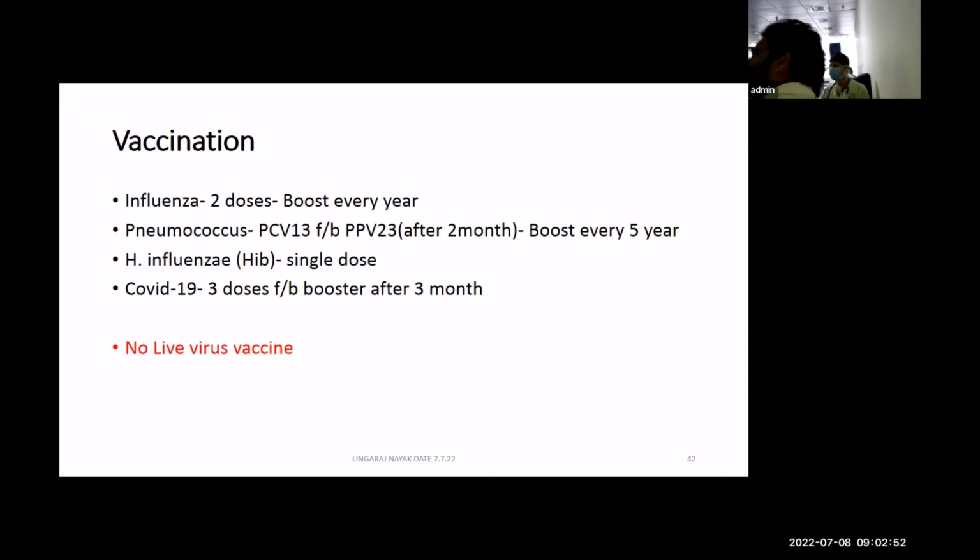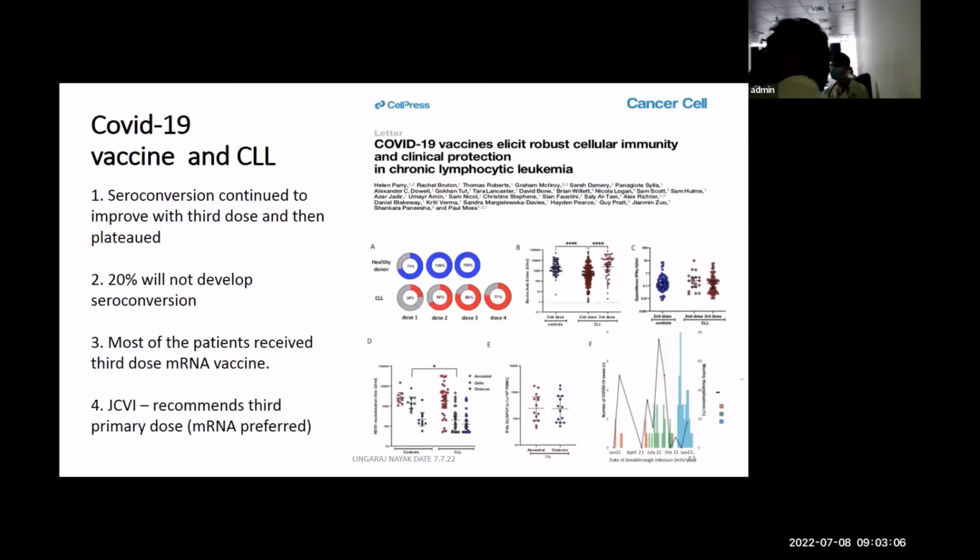Now, COVID: 3 doses followed by a booster after 3 months. And important is no live vaccine. We should not give any live vaccine, be it MMR or varicella zoster, to CLL patients. They should receive dead vaccines, conjugate vaccines or polysaccharide vaccines. Right? So this is something nowadays, you have COVID vaccination in CLL.